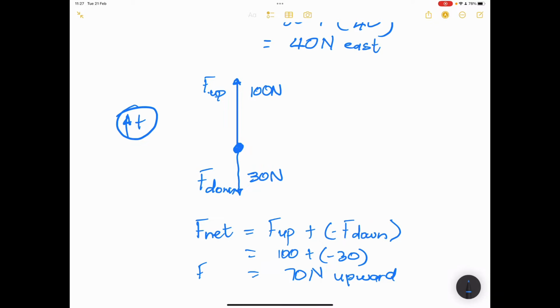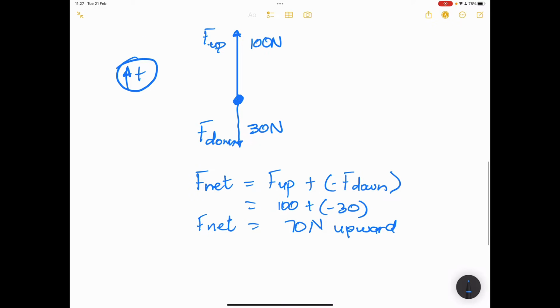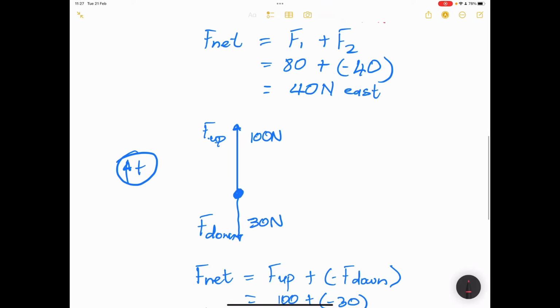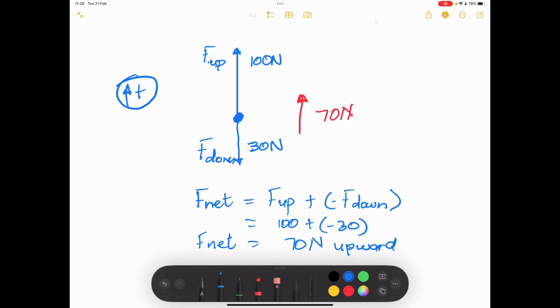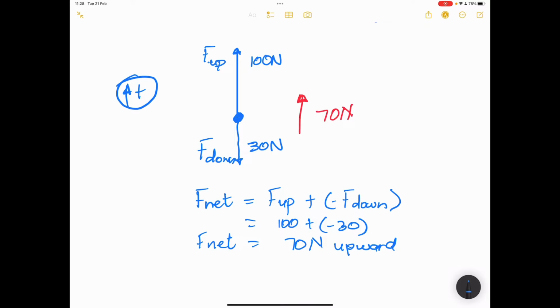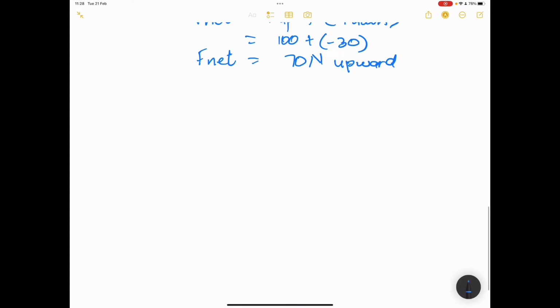So at the end of the day, the result of those two forces acting together, the single vector that replaces these two, is just one vector, whose value in this case is 70 newtons upwards. So that would be the resultant force, a single vector that has the same effect as two or more other vectors acting together. You can do this whether or not you've got multiple forces, more than two.